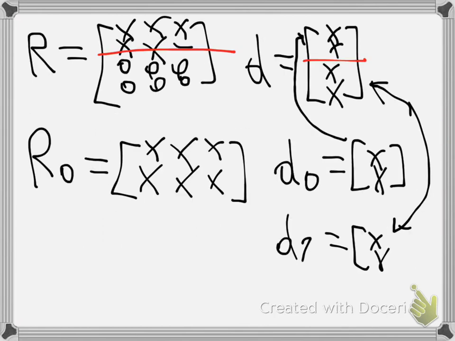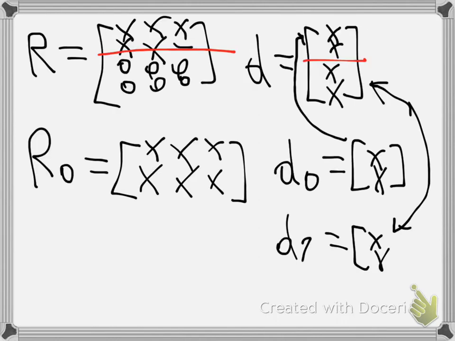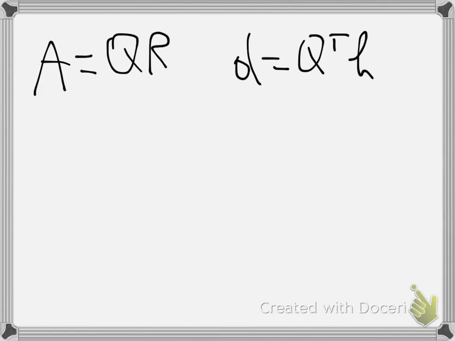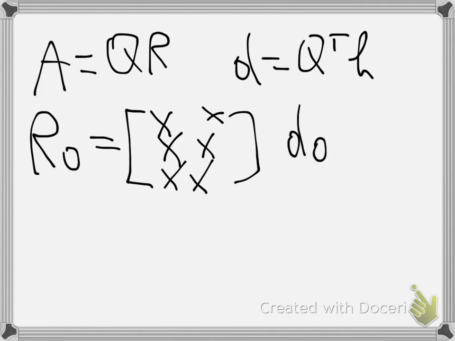And so now you can solve using the QR factorization. Once you've done your QR factorization, you find D equals Q transpose B, as we defined it, remember? And then you find R0, so you take only the non-zero rows of your matrix R, and then you also take the same number of rows in D. That will be D0.